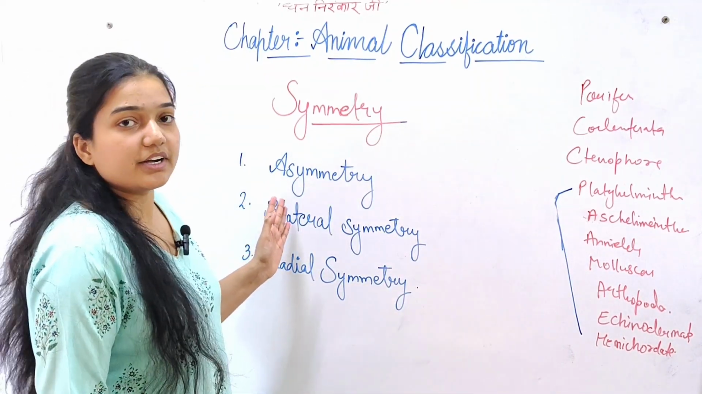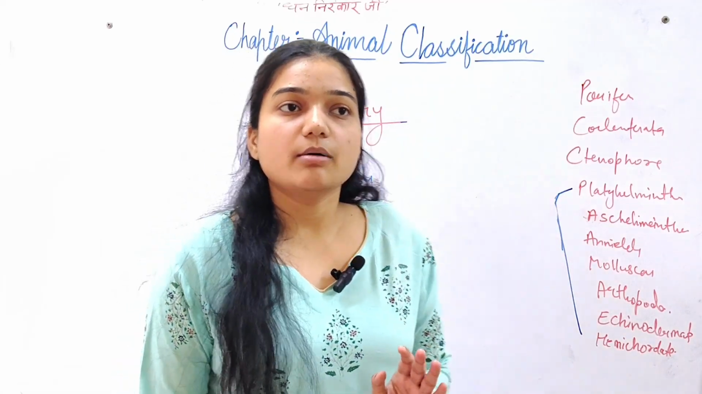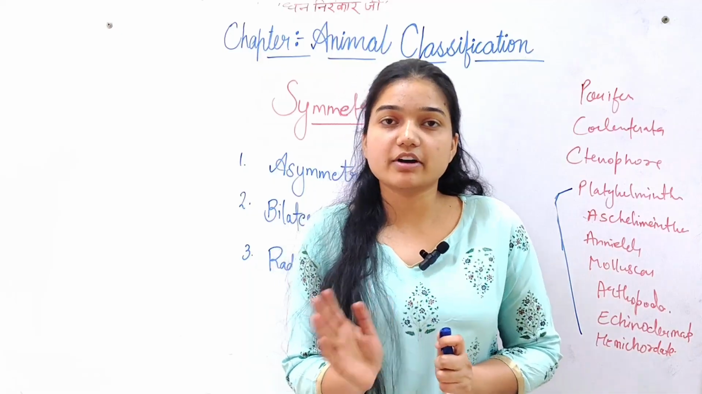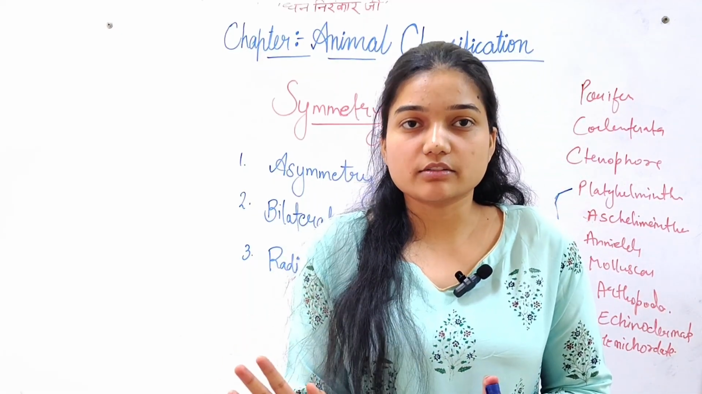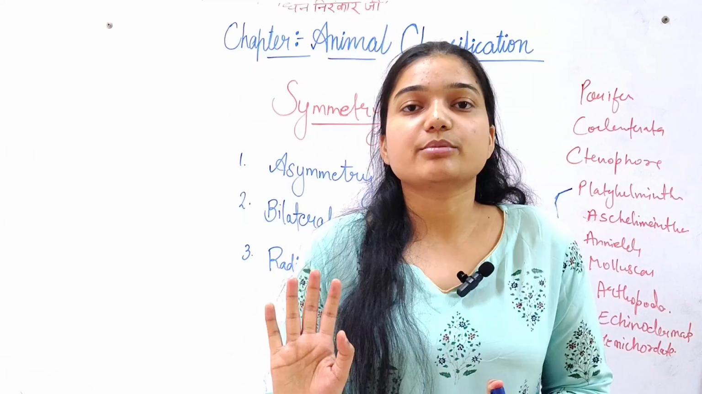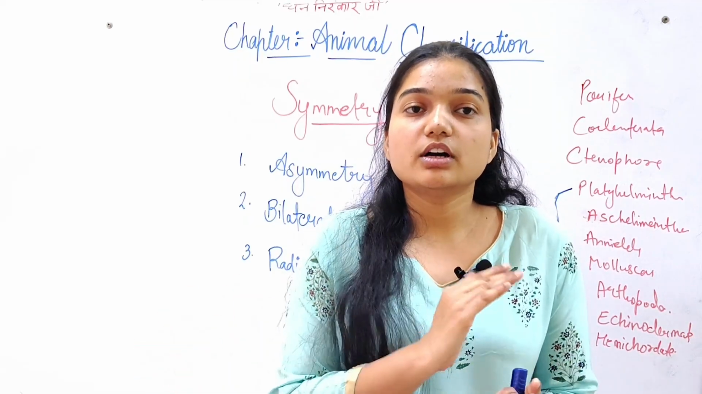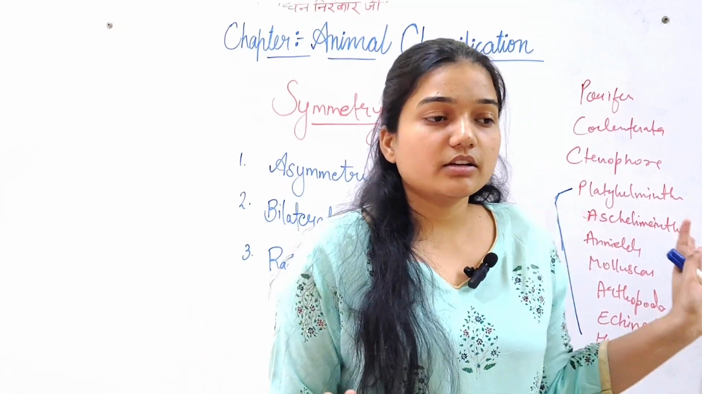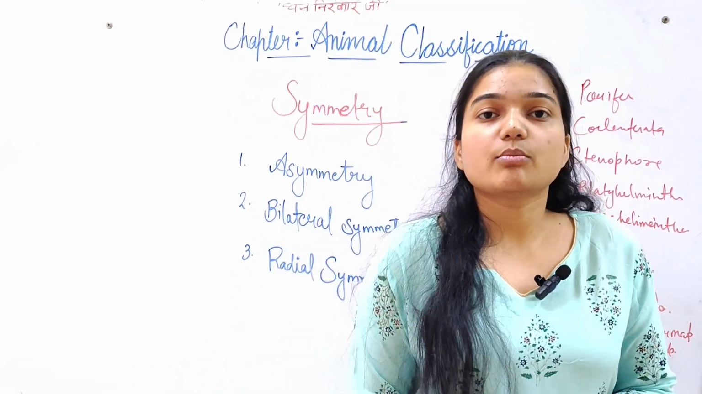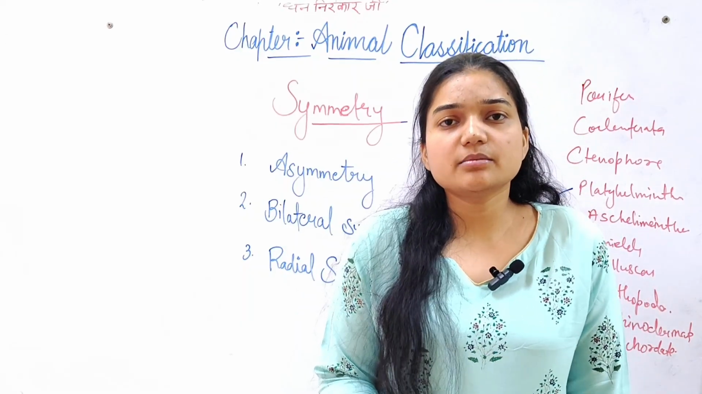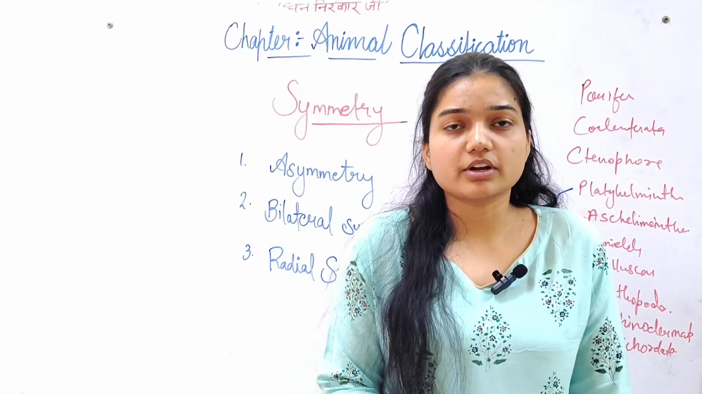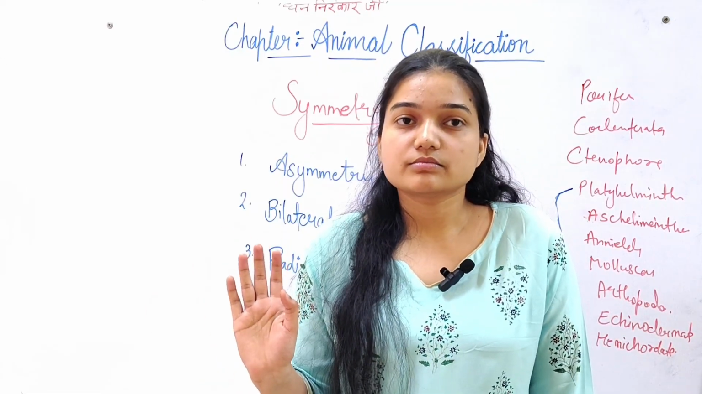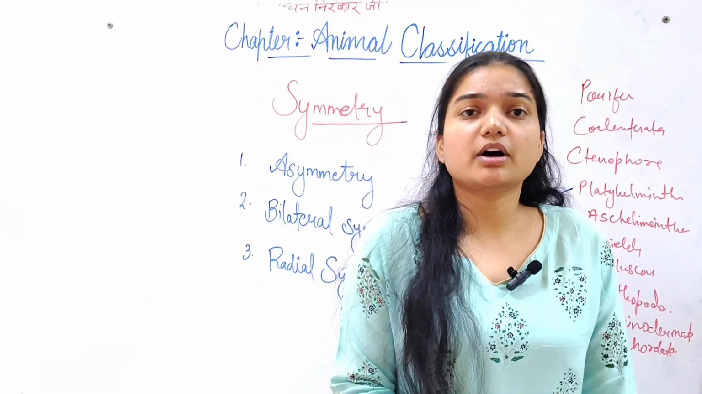In asymmetry, any plane passes through their body and cannot divide it into two halves, four halves, or six halves. They come under asymmetry. Our Porifera come under asymmetry. Asymmetry is when any plane that passes through the center of the body does not divide it into equal halves.